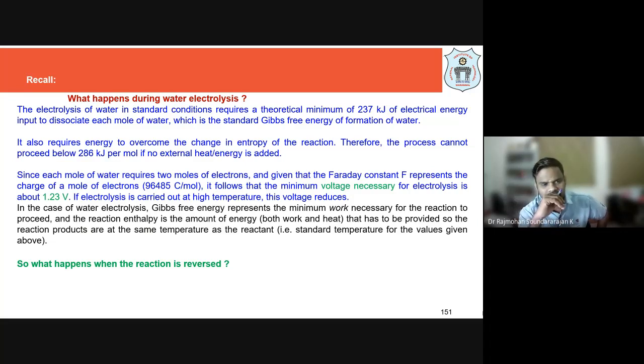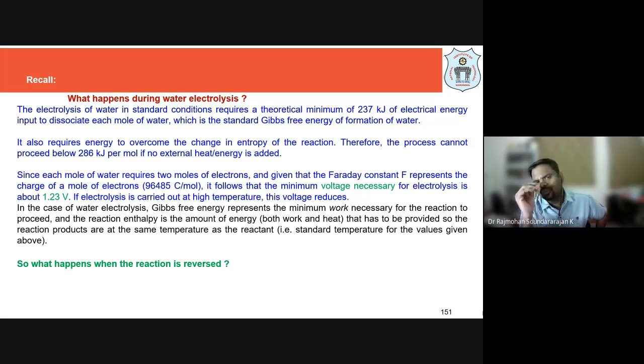Okay, so that is what happens in case of water electrolysis. So this gives free energy, which we are talking about, which represents the minimum work necessary for the reaction to proceed. And the reaction enthalpy is the amount of energy that has to be provided so that the reaction products are at the same temperature as the reactant. So that means what? It is standard temperature for the values given above.